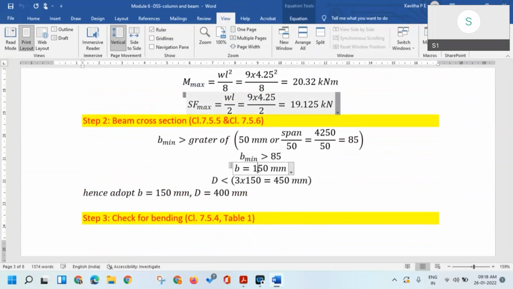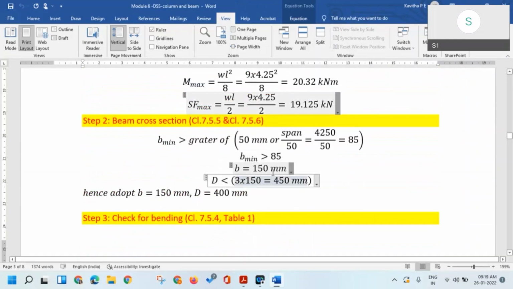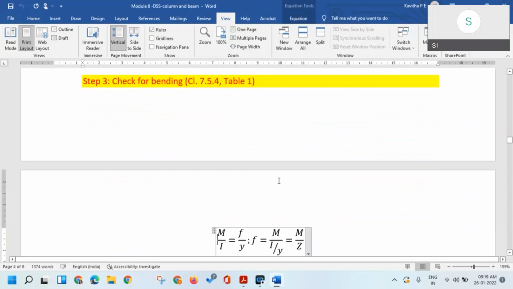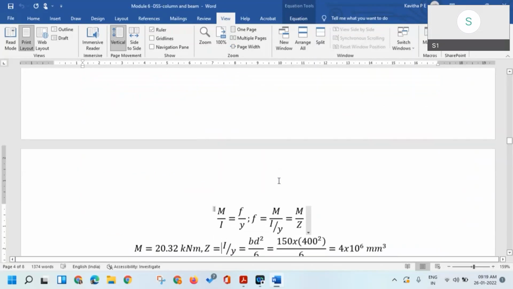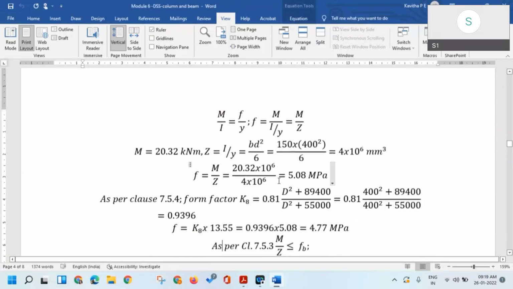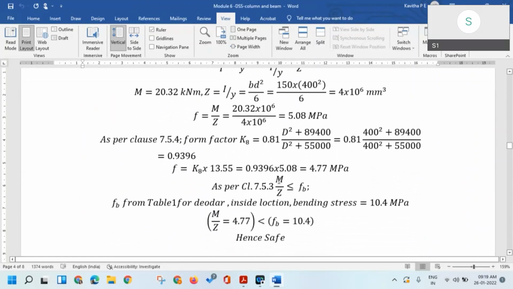So I'm keeping the width of the beam as 150 and depth of the beam as 400, because 3 times 150 is 450. I have to decide the depth of the beam lesser than 450, that is I am keeping it as 400. Now I have 4 different checks. Check for bending, where I have to calculate bending stress and compare with the FP value from table 1. Here M by Z I got as 4.77 and the bending strength from table 1 is 10.4, and hence safe.